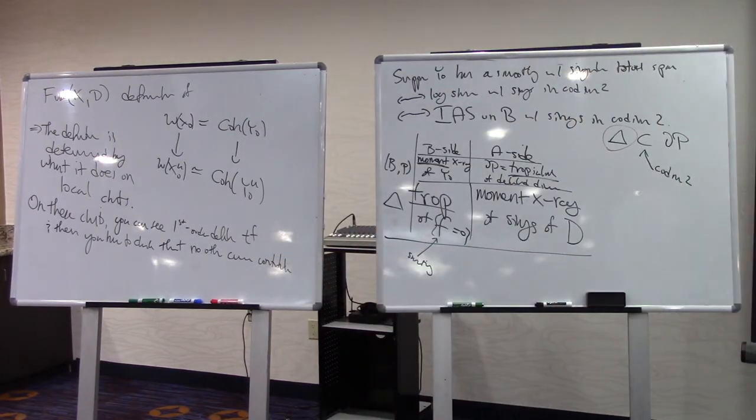So let me give an example in a local model of what that deformation looks like. And that's going to be the end of my talk, I guess.